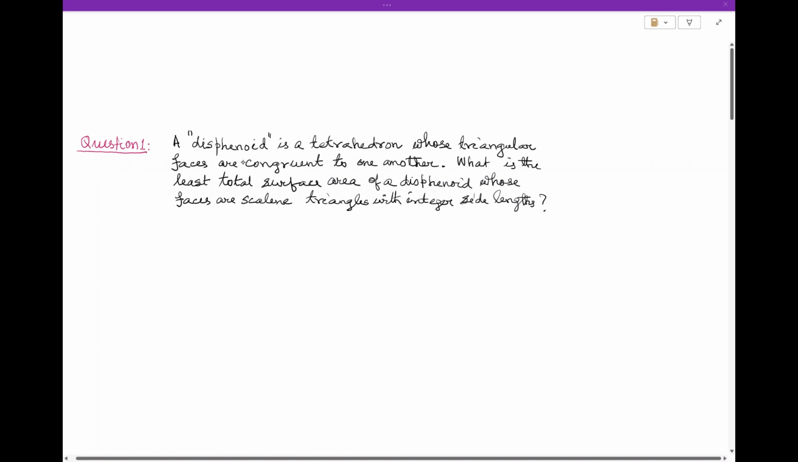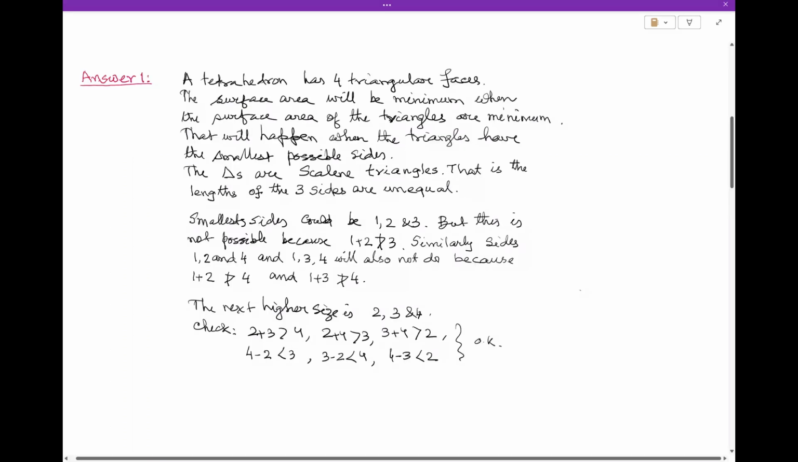A disphenoid is a tetrahedron whose triangular faces are congruent to one another. What is the least total surface area of a disphenoid whose faces are scalene triangles with integer side lengths?